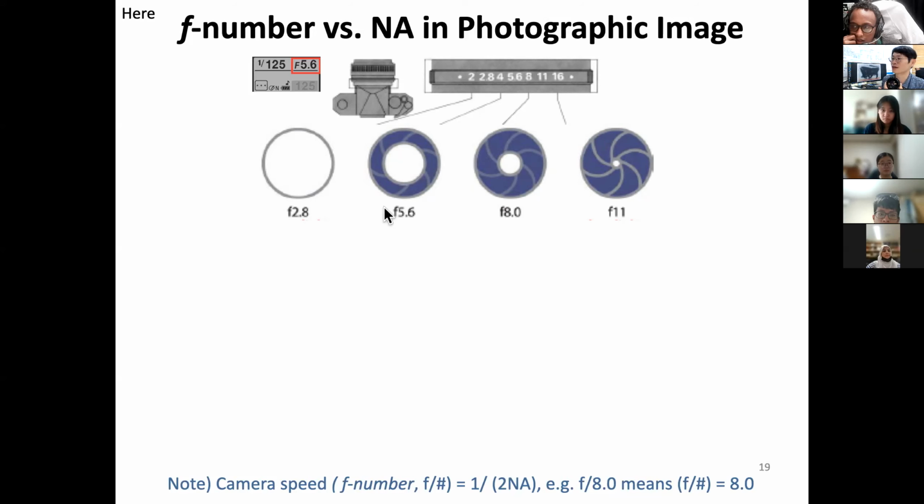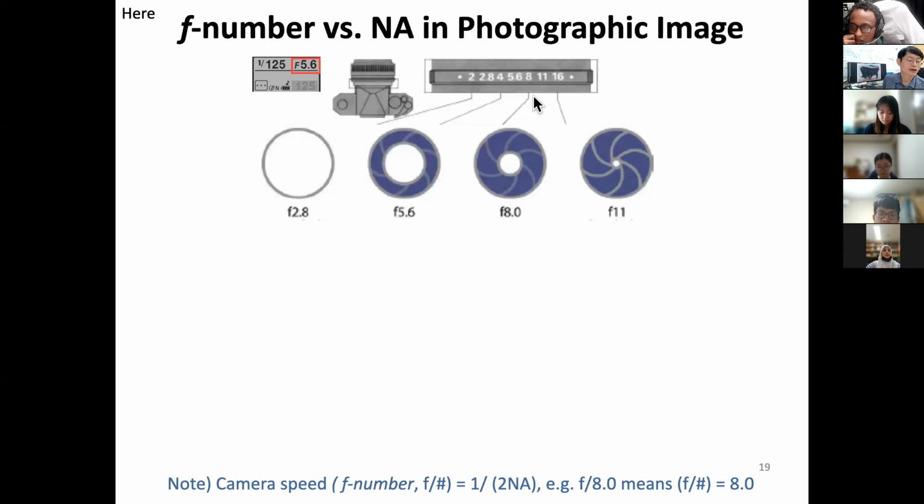Let me see if I have f2.8. Let me check f2.8. This is 2.8. So you see the relative size of the aperture. Let's say I want to go to an F number of 16. Let me try to go to 16. Look at how tiny that aperture is. That's what it is about F number, and that's a very important concept for us.